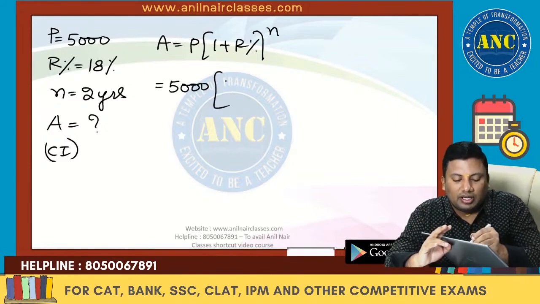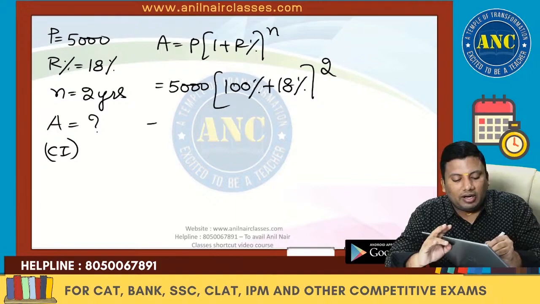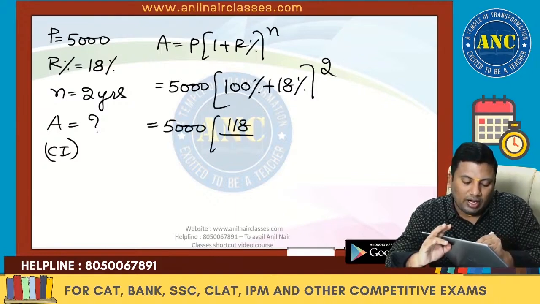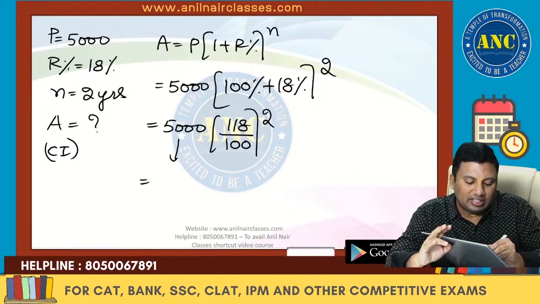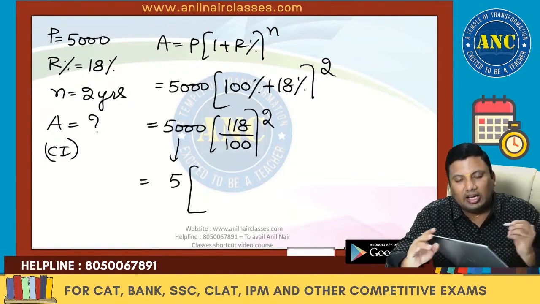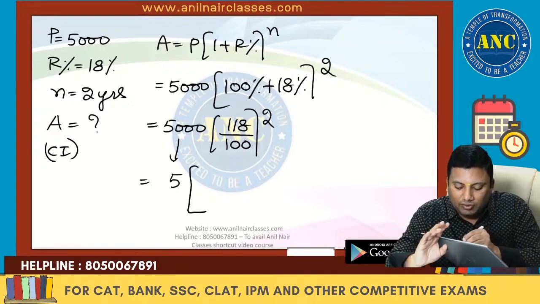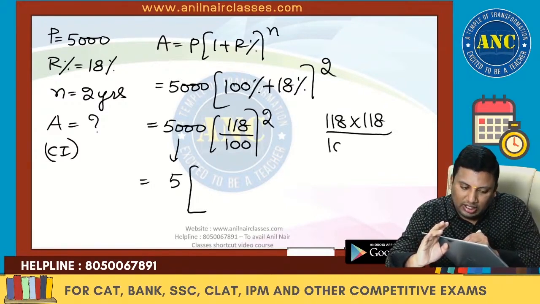These 5,000. 1 is nothing but 100%. R is 18%. Power 2 years. So this is nothing but 5,000 into 118 by 100 power 2. 5,000, what is the digital sum? Digital sum is the sum of the digits till you get a single digit number. 5 plus 0 plus 0 plus 0, 5. 1 plus 1 plus 8. This is nothing but 118 into 118 divided by 100 into 100.